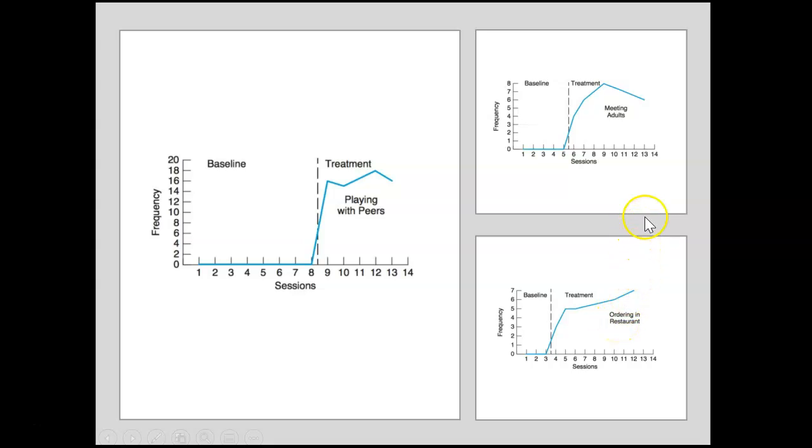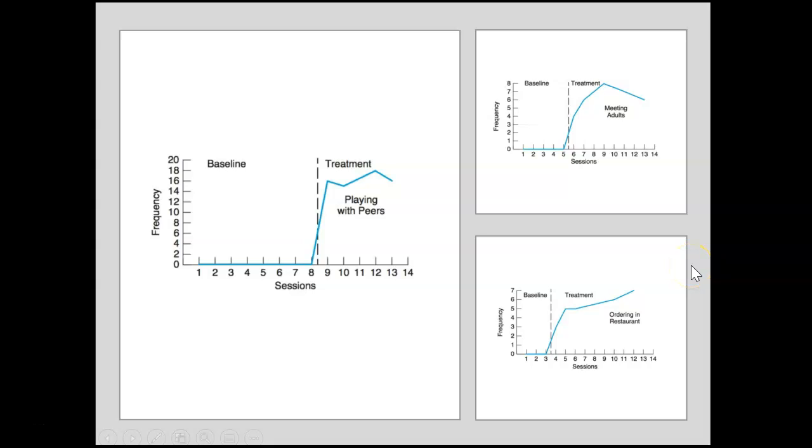So in this case, your multiple baselines are across situations. You have playing with peers, meeting adults, ordering in a restaurant. The same type of treatment is applied, and it has demonstrated, if you look at these plots, improvements in behaviors across situations. And that allows the researcher to say, this is a treatment that has efficacy across situations for this individual.